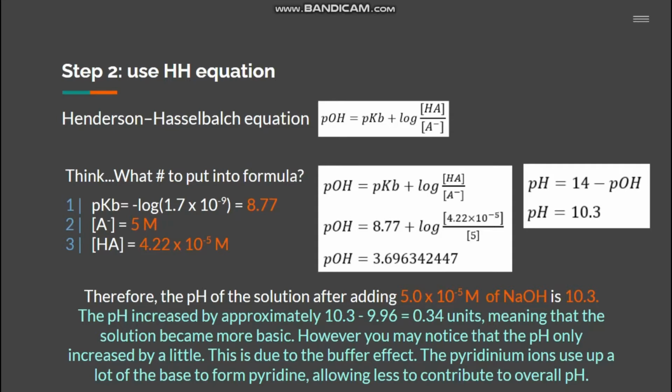You may notice that the pH only increased by a little despite adding a strong base. This is due to the buffer effect. A lot of the strong base was used up by the pyridinium ions to form pyridine, allowing only a little to contribute to the overall pH.